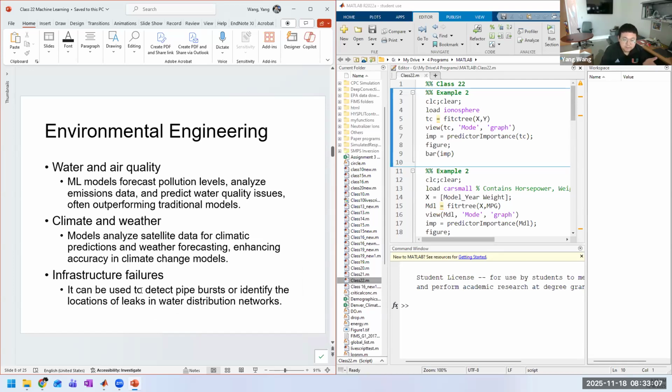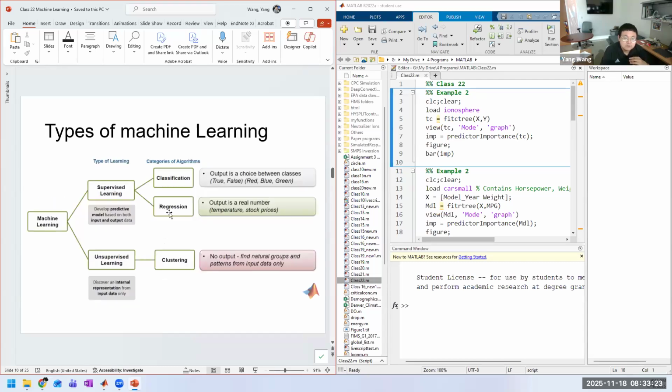But there could also be numerical problems. For example, we're trying to predict the level of air pollutants or water pollutants. The level is not an A or B, yes or no question. It's the concentration, which could be any type of value. Then we call that problem the regression problem. So the output is a real number. It could be temperature, stock price, and so on and so forth.